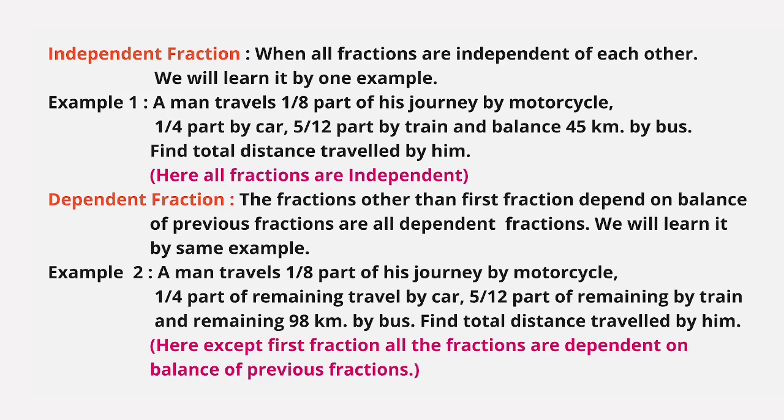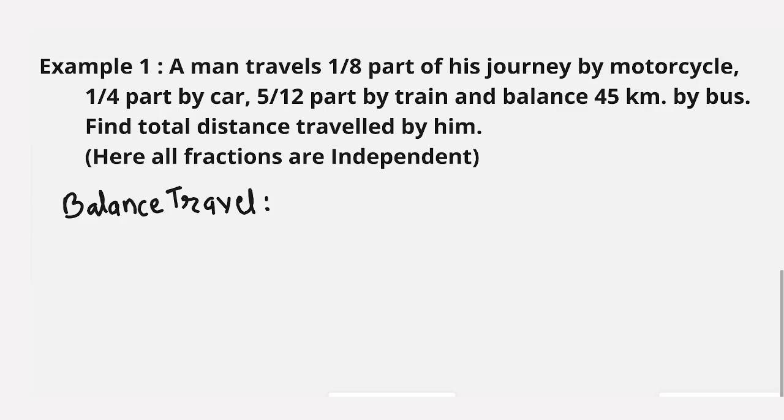Now we will solve both of these questions, and we will learn the formula used in both the questions, which are a little bit different from each other, and we will learn the concepts also. Balance travel equal to 1, the total journey, minus all those parts traveled by him independently: 1 upon 8 part by motorcycle plus 1 upon 4 by car plus 5 upon 12 by train, and the balance is 45 kilometers.